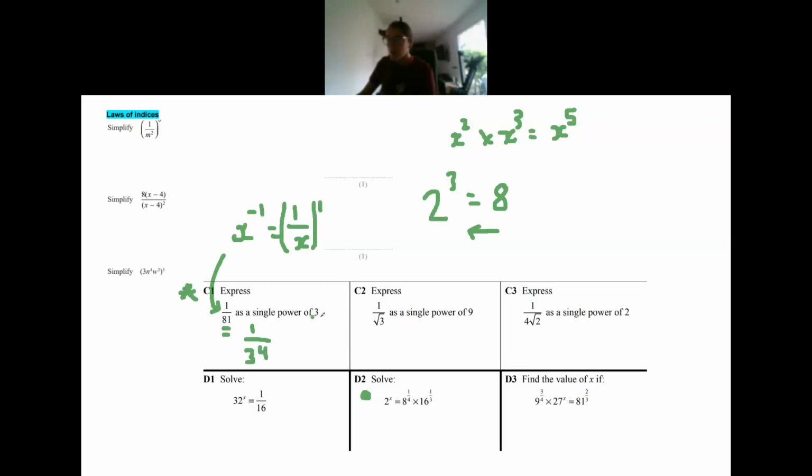So we want to write this as a single power of 3. We've been told the base number that we want. And then because it's 1 over, that's your negative indice. So we make it 3 to the power of minus 4 is 1 over 81.